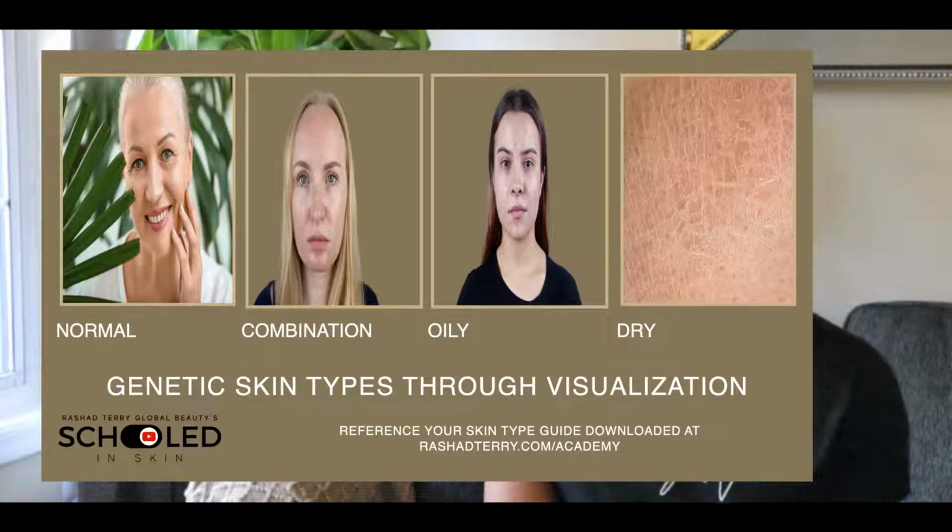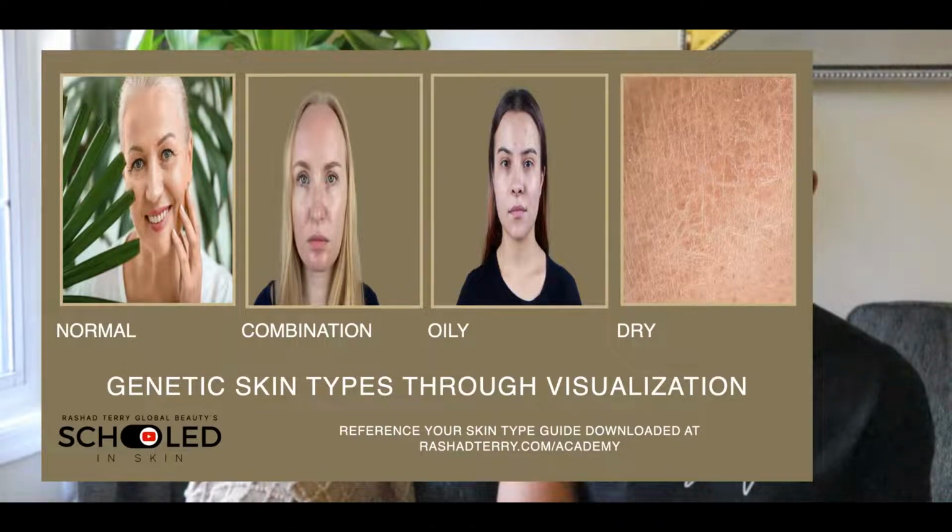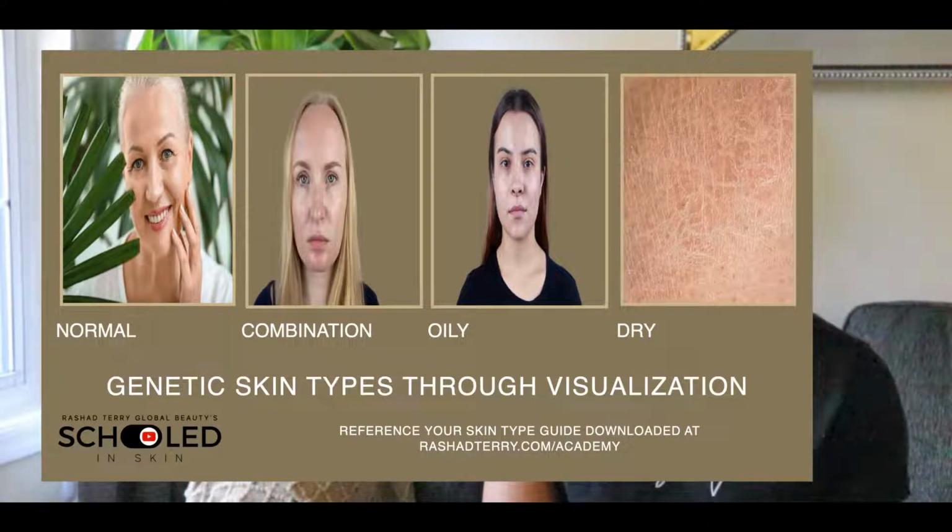So normal skin. As you can see, the young lady to the far left, or maybe your far right, her skin looks healthy. It looks radiant. It looks glowy. There's not a lot of texture. There's not a lot of anything going on in the skin. That is how we are identifying her skin type as normal.